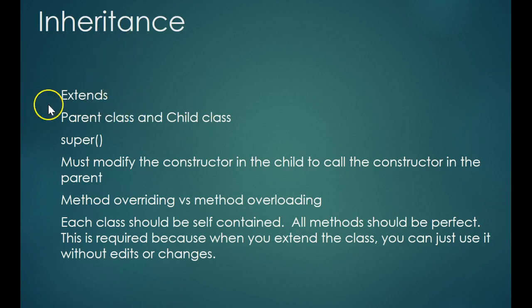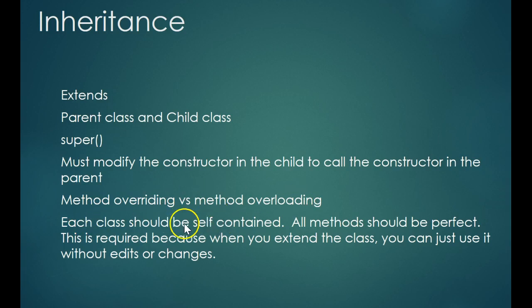Remember in inheritance, you need the keyword extends. Remember in inheritance, you're going to have a parent class and a child class. You're going to be using the call to super. We must modify the constructor in the child to call the constructor in the parent. So the child has everything in the parent and everything in the child. In inheritance, we're going to be using method overriding. We could still be using method overloading, which we've learned in composite classes.